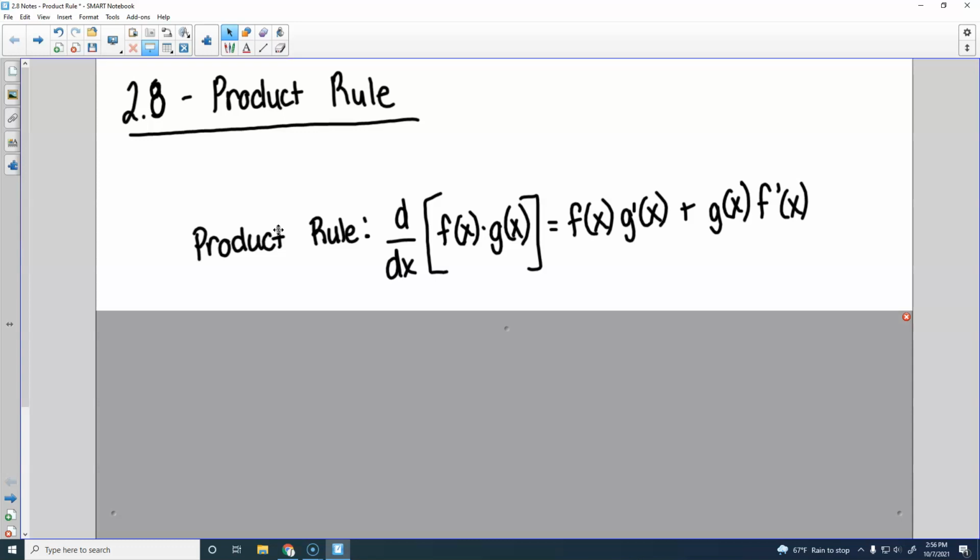Jack, why are you confused? How are you confused? Okay. All right. It's two functions multiplied together. No way, you say product. Product rule, yes.